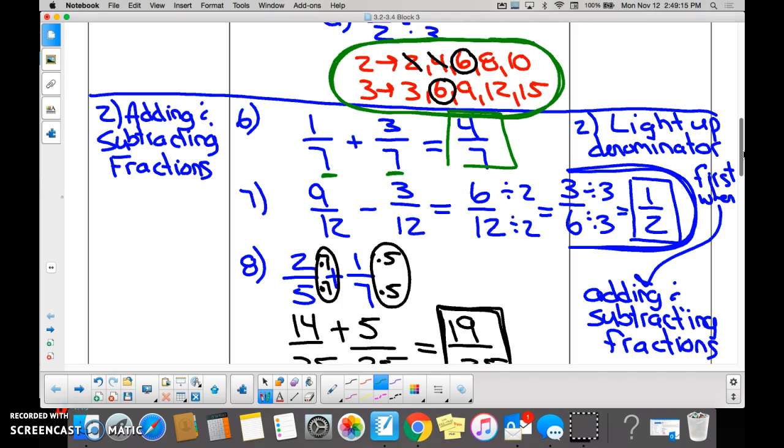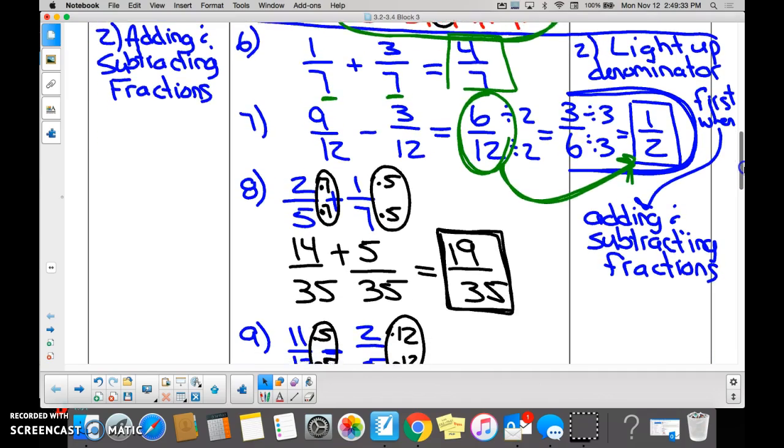Number 7, same thing. We have 9/12 minus 3/12. We got 6/12 as our answer, but is that our final? No. You must always reduce. Do I need to see your work when you're reducing? No. I don't need to see your work anymore. I don't need to see that.